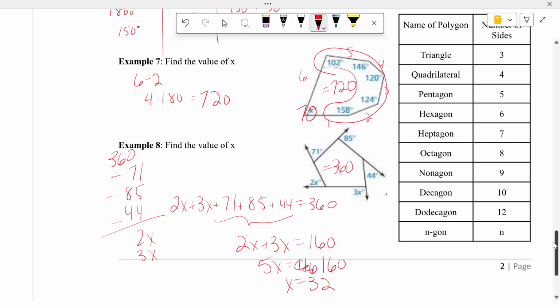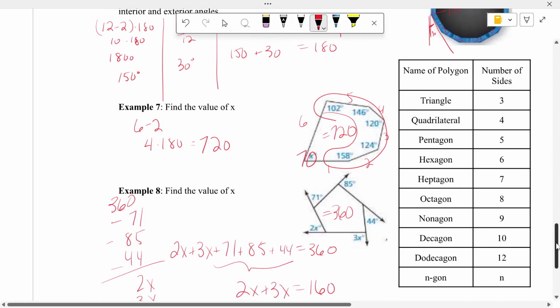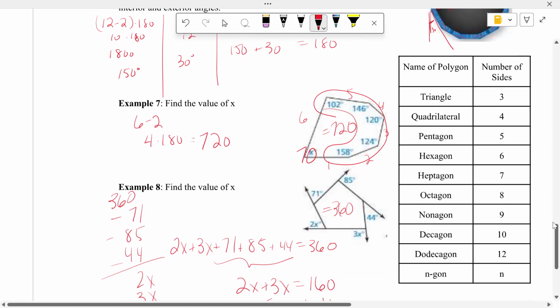All right, and so here's a little chart of all of your names, number of sides versus the name of the polygon.